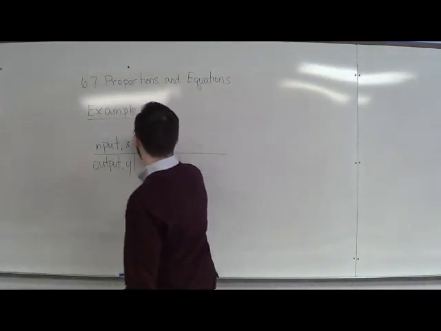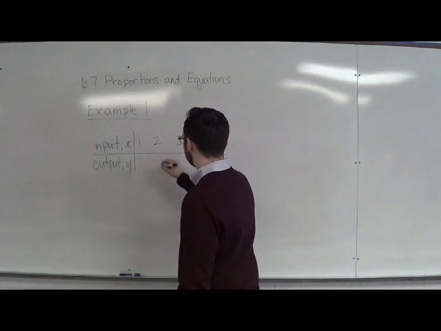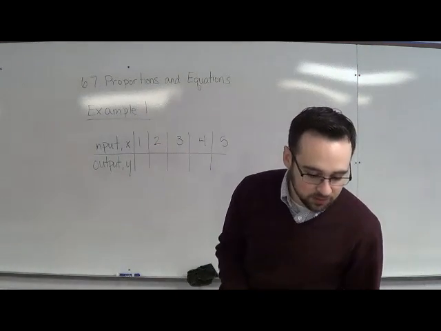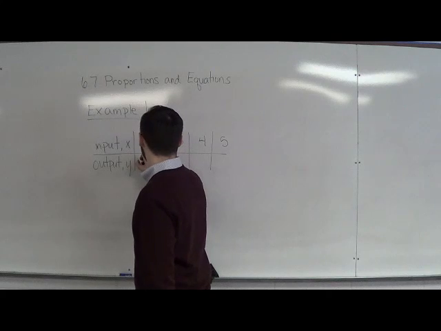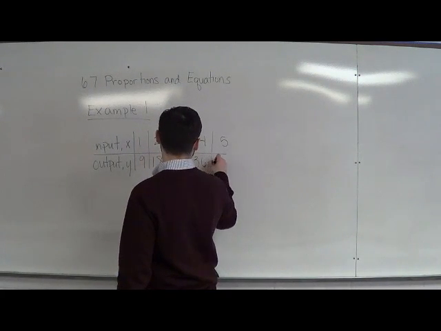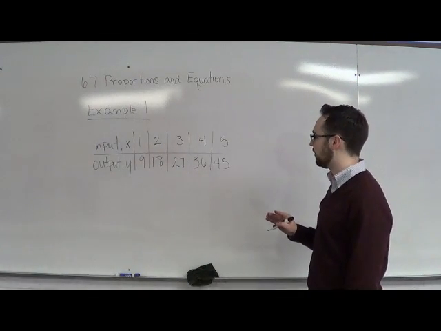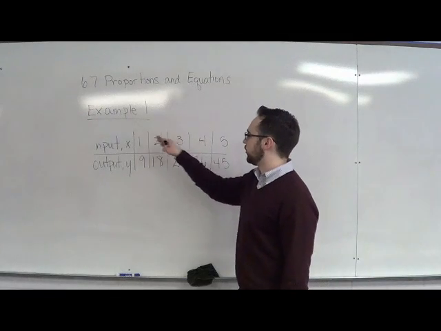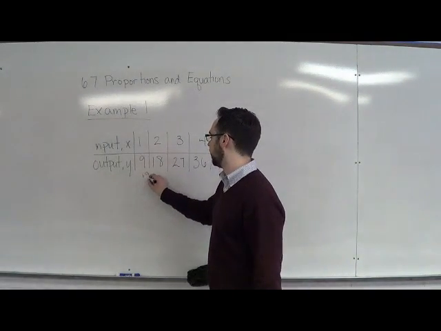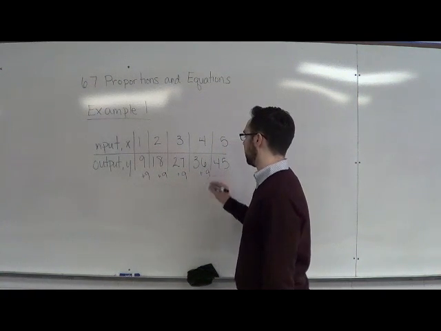So my input was 1, 2, 3, 4, and 5. And the outputs are 9, 18, 27, 36, and 45. So I want to ask ourselves, what am I doing? What's the relationship here between all of these? Well, when we go from 1 to 1, we're adding 9 each time, right? We add 9, we add 9, we add 9.